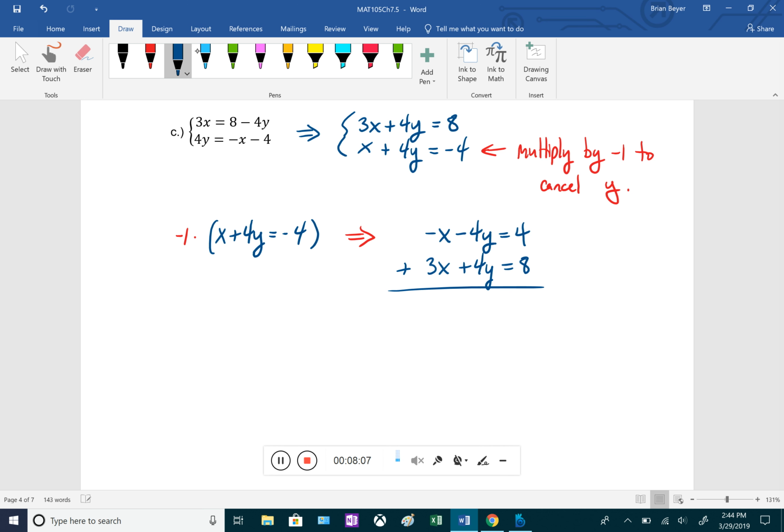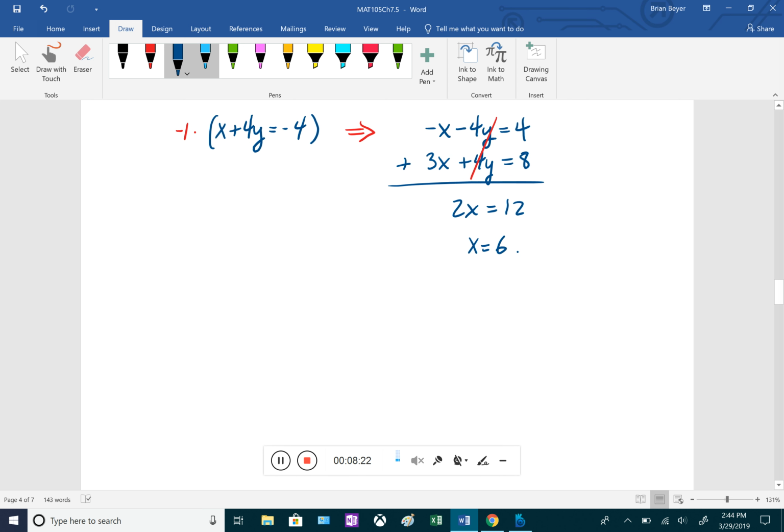Negative x plus 3x, that gives us 2x. The y terms cancel, and 4 plus the 8 is 12. Divide both sides by 2. We can solve for x by getting x equals 6. So then we're going to take that and plug it back into one of the originals to solve for y. So do that right over here.